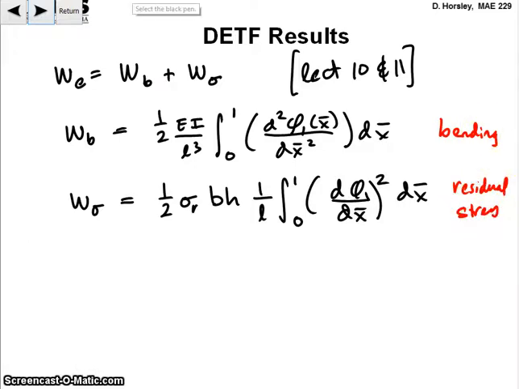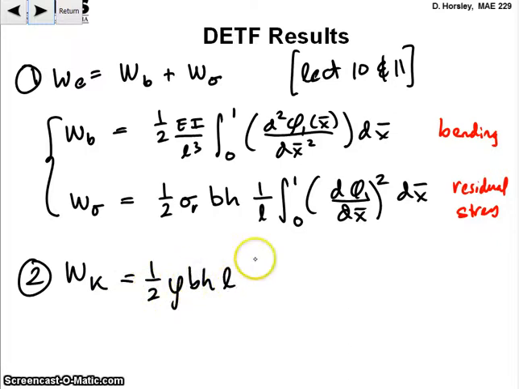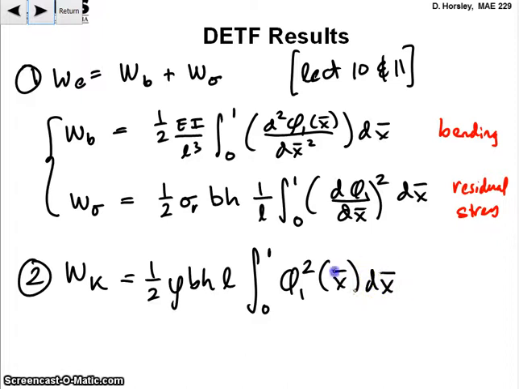Okay, and the kinetic energy integral WK is equal to 1/2 rho B H L times the integral from 0 to 1 of phi1 squared of x bar dx bar.